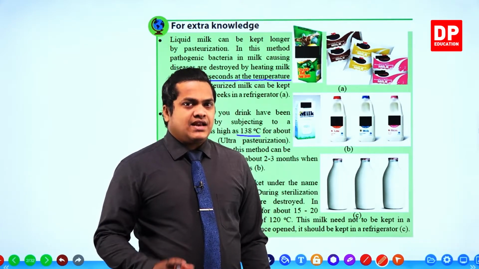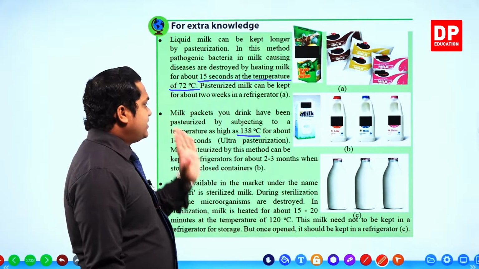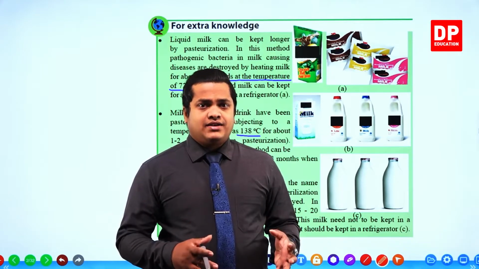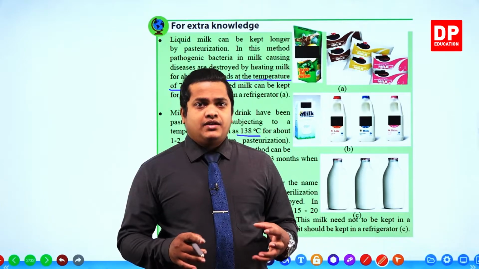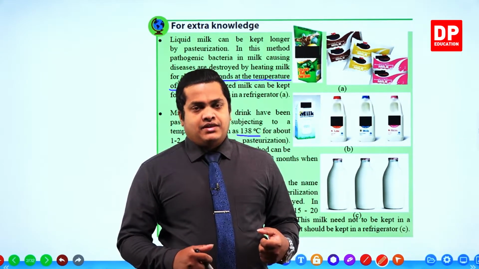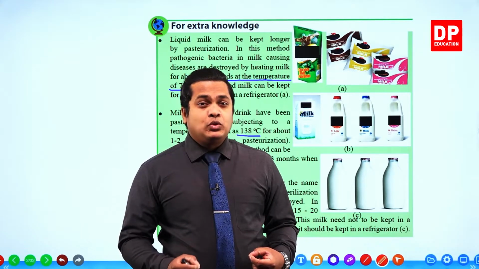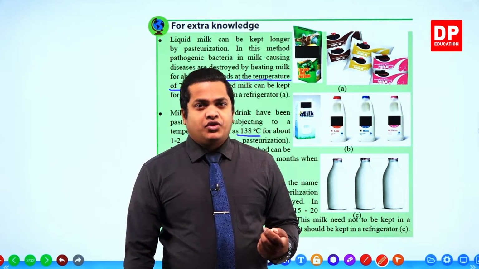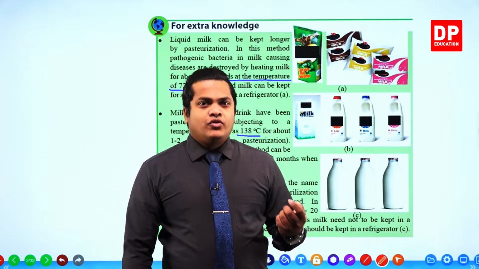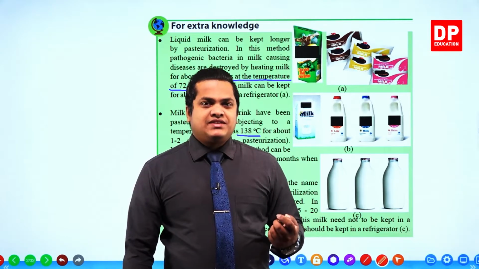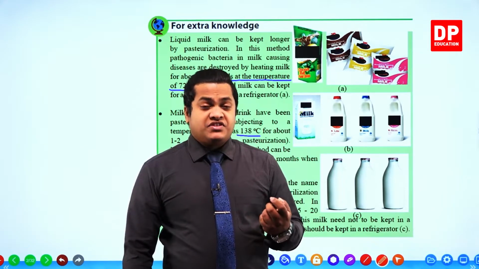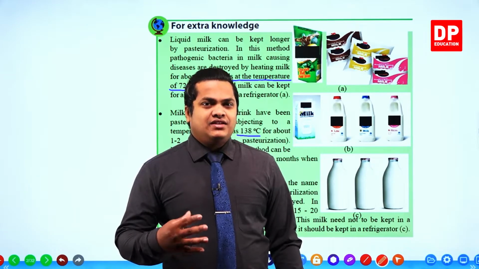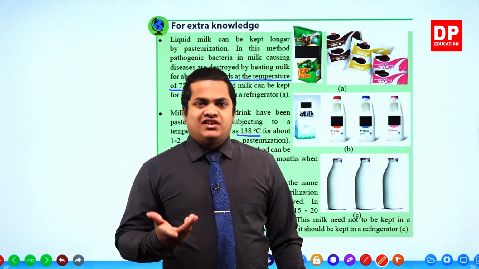So this process is carried out only for about 1 to 2 seconds. What is the reason for it? Because if you heat the food item for more than that time period, there is a possibility that you might lose the nutritional level also. There is a certain nutritional level within food, no? We consume food in order to get that nutrition. Nutrition is our first and foremost aim in consuming food. If you are not getting enough nutrition, then there is no point in using it.